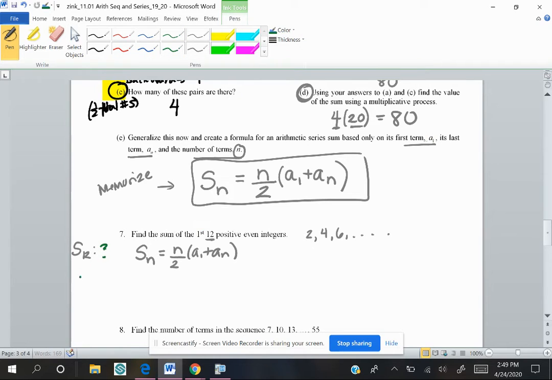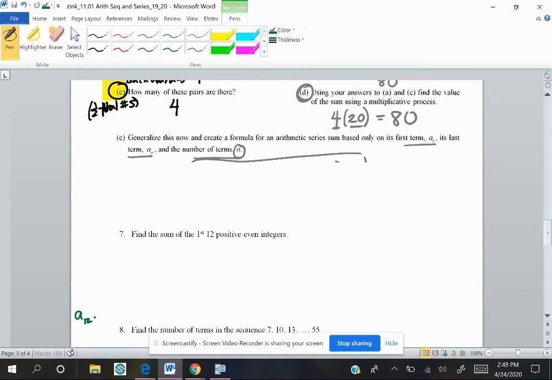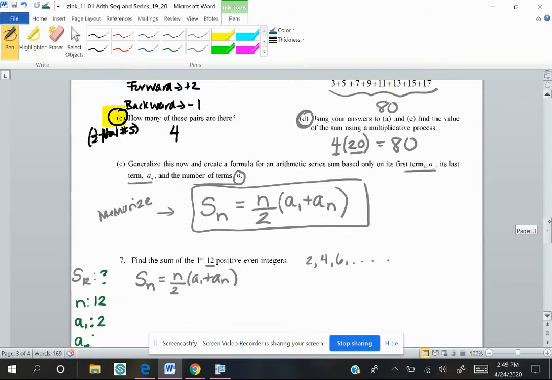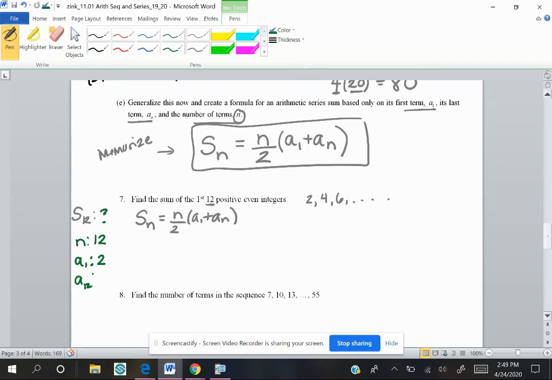So we don't know the sum of the first 12. We need to know n. Well, n, we know we have 12 numbers. A sub 1, the first term, well, we know the first positive even integer is 2. And our last term would be the 12th term. So instead of writing a sub n, let's write a sub 12. And I don't know that. And in order to know that, I'd have to write them all out. So this is why this formula is the hardest one to do, because it requires the most work. So you could write out the 12, but what if it was 1,000? We don't want to write that out.